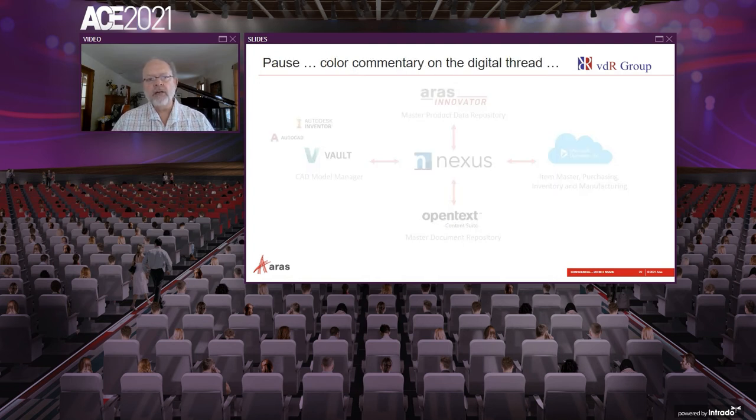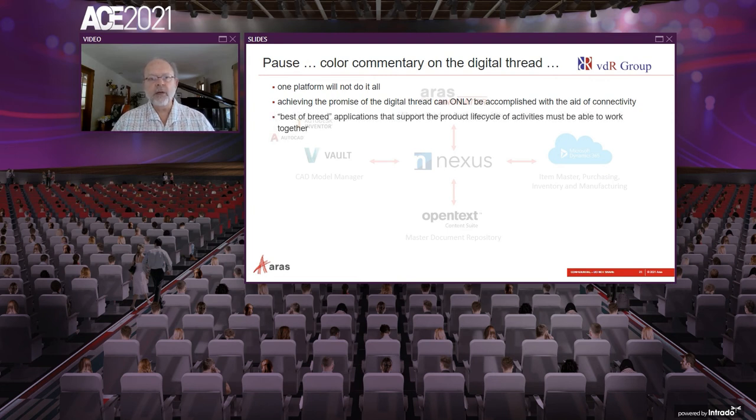So what we want to illustrate here is this theme of, how does this all work together? And I want to pause, kind of set the stage for this. Again, when we think about the digital thread, right, it's not one platform is going to do it all. We all recognize that. And we want to be able to achieve this digital thread capability through connectivity. So our argument is digital thread is enabled by connectivity. That's the only way it could happen. And then being able to bring in best of breed applications to all work together.